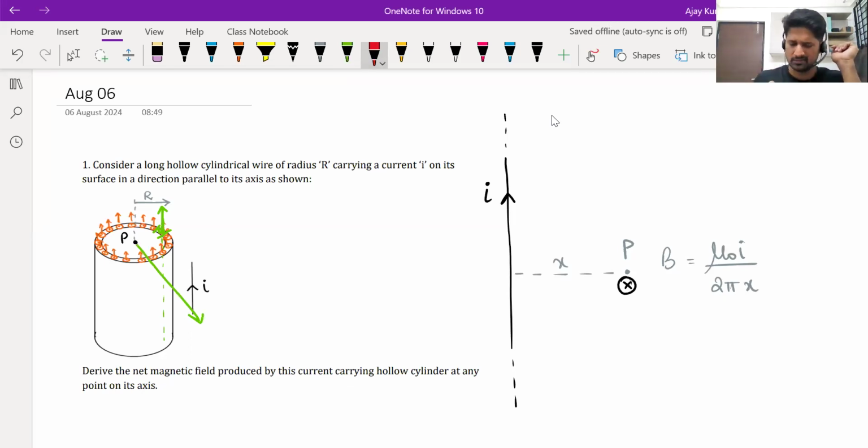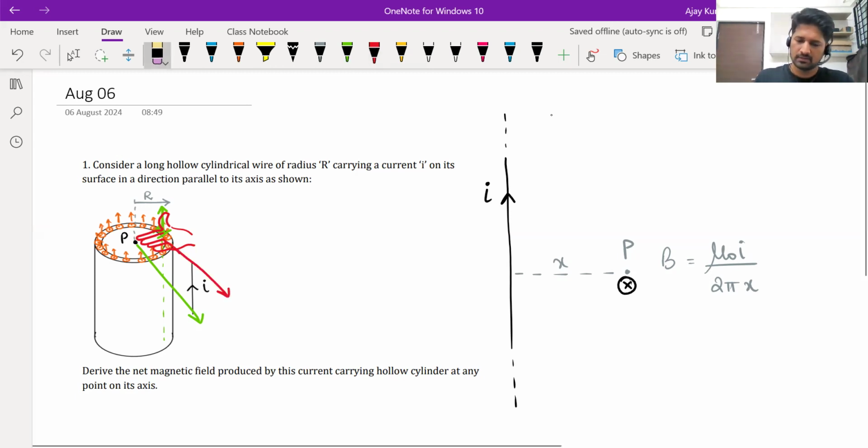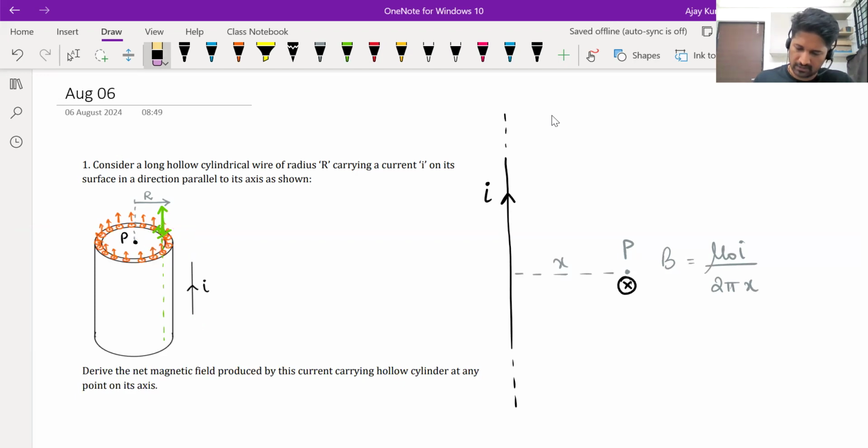It depends on which thumb rule you are using. Suppose you place your thumb this way and your fingers this way towards the point. Then the palm will be facing towards you, but it will be at an angle. So it'll be in this direction. The palm will be pointed in that direction. So the magnetic field created by that green current at the point P is somewhat at an angle like this.